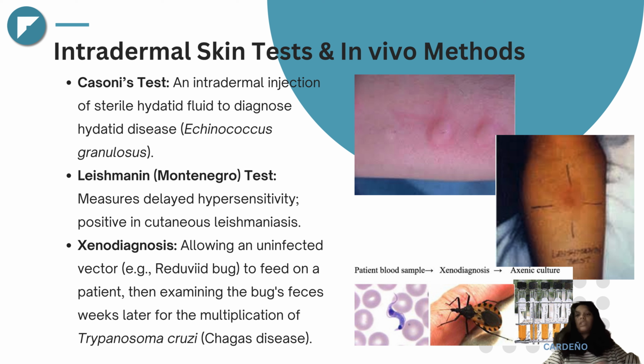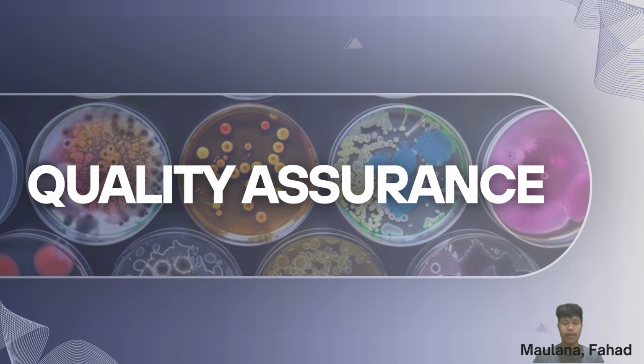are insufficient. Hello everyone. Right now we're going to talk about a very important topic in diagnostic parasitology, quality assurance or QA. A robust QA system ensures that every step from sample collection to result reporting is accurate, reliable, and timely. Let's break down why this matters so much in parasitology and how laboratories in the Philippines maintain high standards.